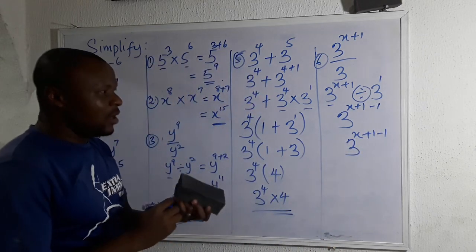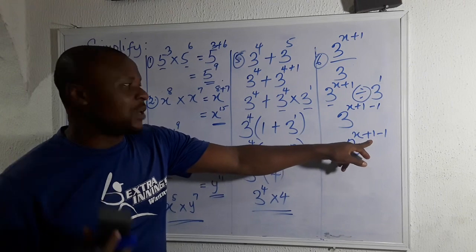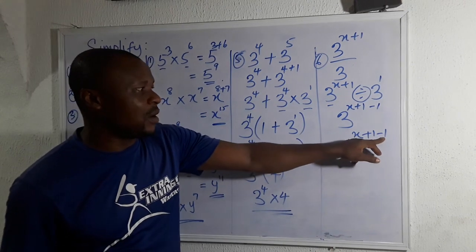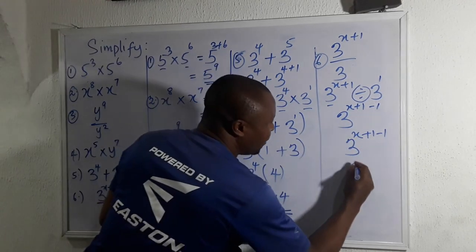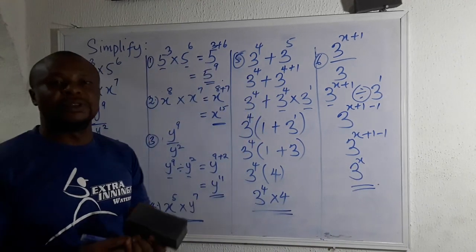Now again, we have done this before in a previous video. Plus 1 minus 1 is 0, because you have 1 and you have only 1, and that cancels out. So what will be left here will now be 3 raised to power x. So that's pretty much it.